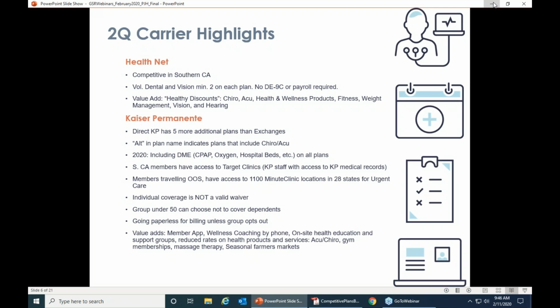The big thing that we wanted to share with you, sometimes you see ALT listed in the plan designs. Keep in mind that means that it does include Chiro and Acu. That's just their indicator for that. That would create a little confusion, so we want to make sure you understand that. And also DME, durable medical equipment. Some of the plan designs did not have oxygen and hospital beds included. Now it is included in all plans. So that's a nice enhancement as well. Individual coverage, not a valid waiver, just like we talked about with CalChoice. So please be mindful of that. And they are going paperless for billing unless the group opts out. So please make sure you're aware of that because that creates some confusion as well.